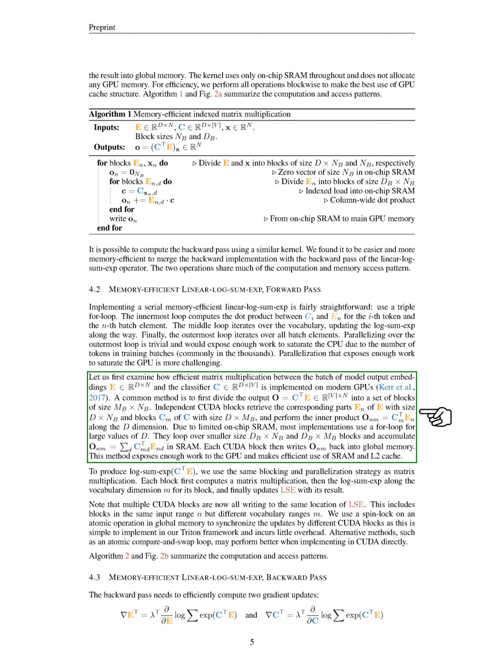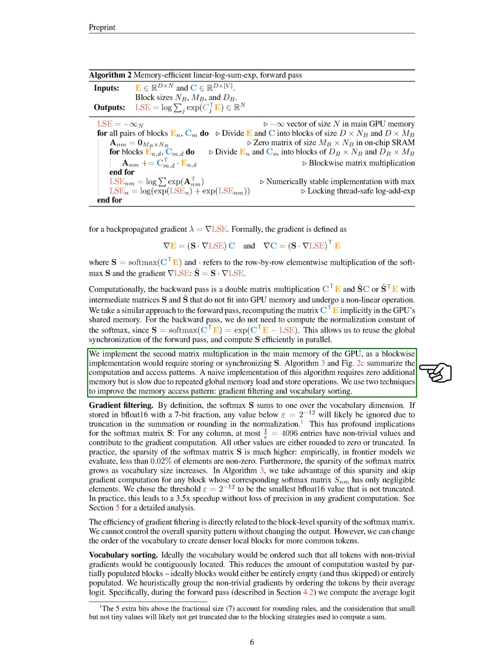Section: Memory-efficient linear log-sum-exp backward pass. In this section, we focus on the memory-efficient backward pass for computing two gradient updates. We define the gradient as the product of the softmax of a matrix and the backpropagated gradient.